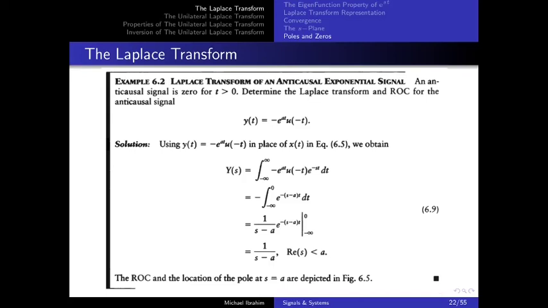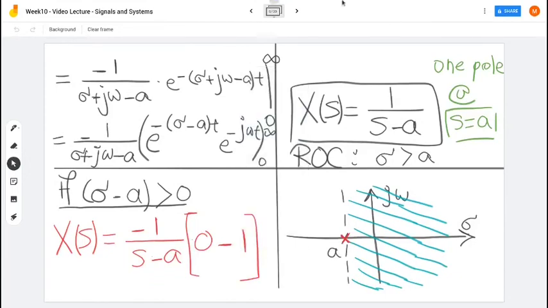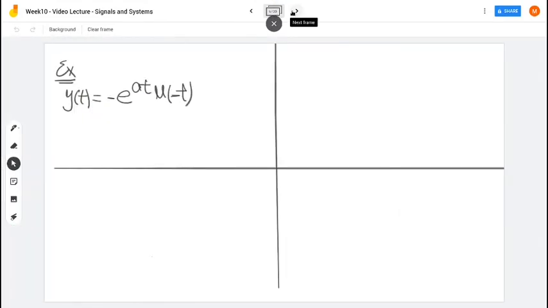It's not causal. So we need to find the Laplace transform of this signal. So let me write this down. So we have a signal, it's called y of t over here. Y of t is equal to minus e to the power at times u of minus t. And again, we need to find the Laplace transform and the region of convergence. So let's go back to our whiteboard over here. So as you can see, this signal, we can call it a left-sided signal because it's going from minus infinity up to 0.